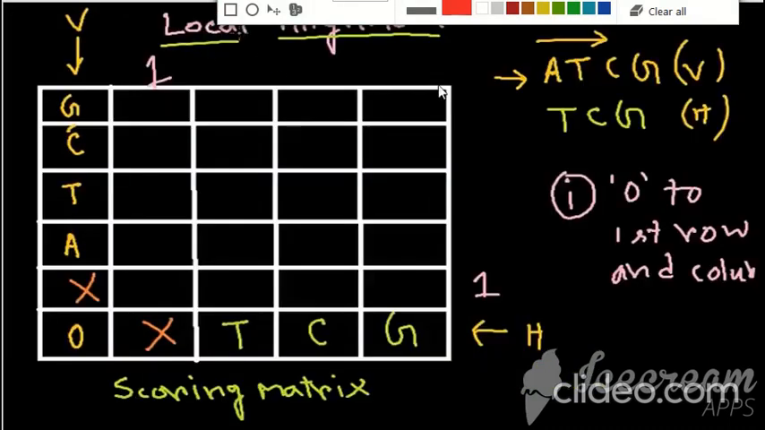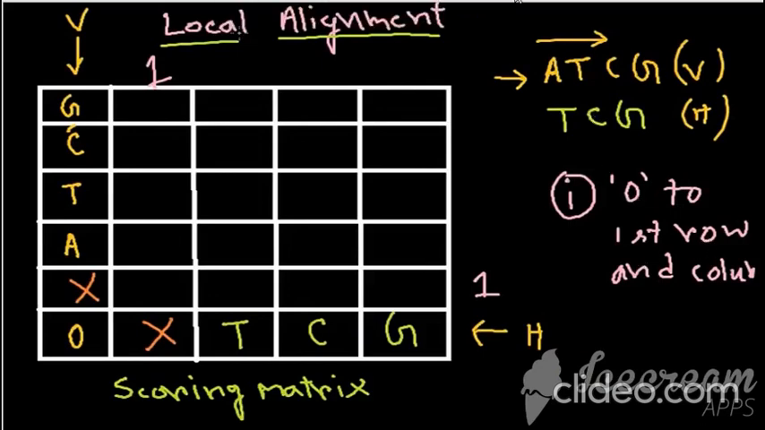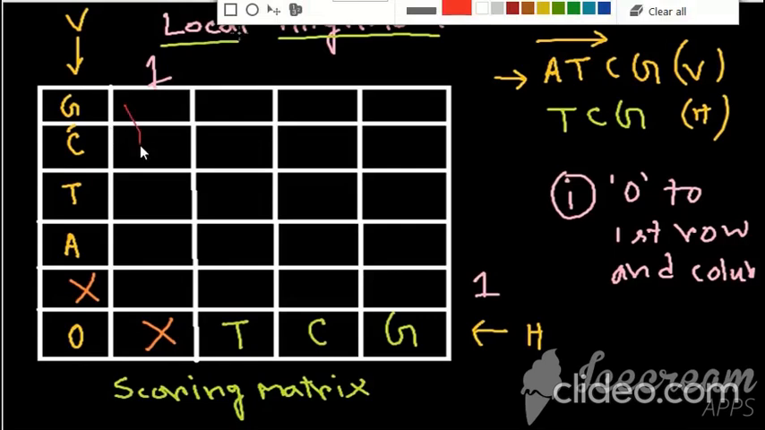While doing the local alignment, the first rule is that we have to put 0 in the first row and the first column. That means that we're going to write 0 from here over here in the first column, and in the first row we're going to place 0 over here.